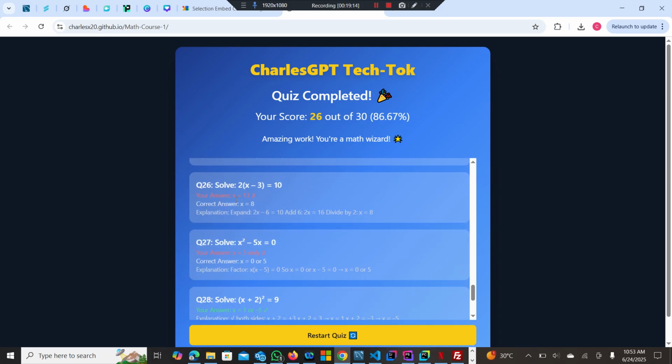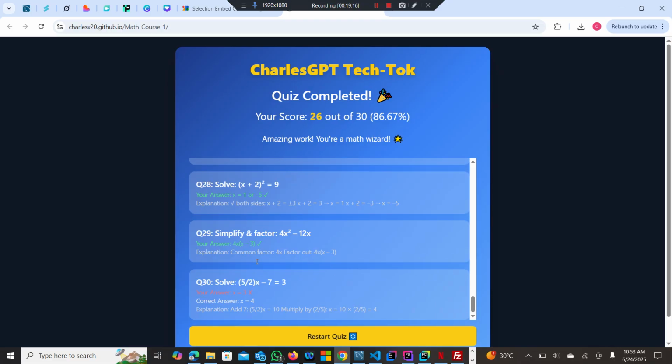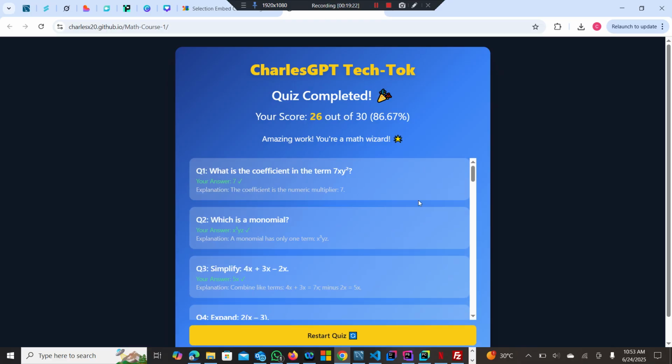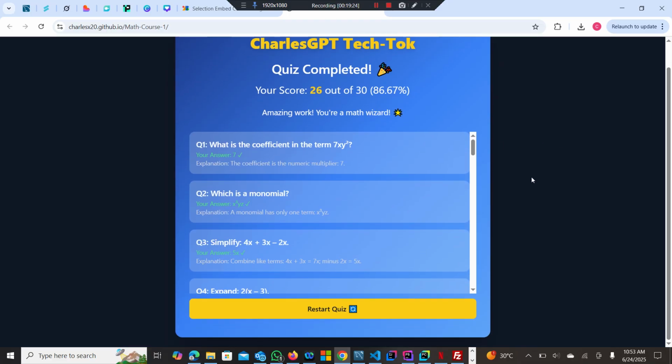I failed question 26. I failed question 27 and question 30 as well. So that is it. You can restart the quiz and it still does something like that. But I made some adjustments so it would be able to generate more questions for you guys on basic algebra formats as well.